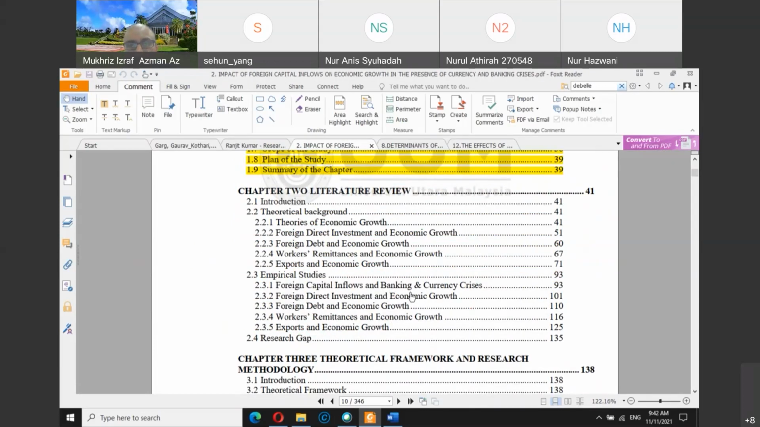So you need to select the more recent ones, 2019, 2020, 2018. Find the more recent articles related to your issue. So that will be the area where you want to summarize articles related to your topic.